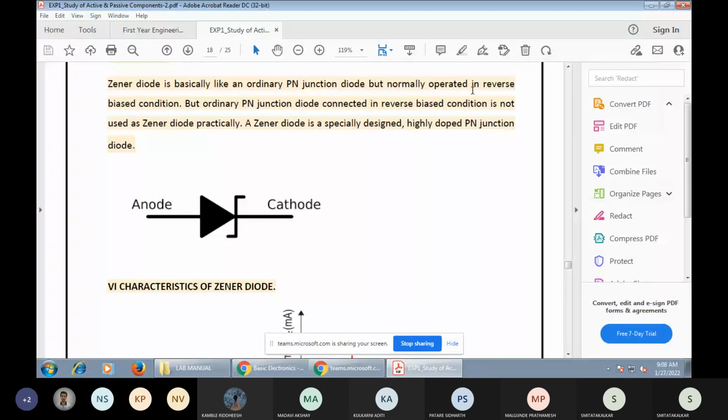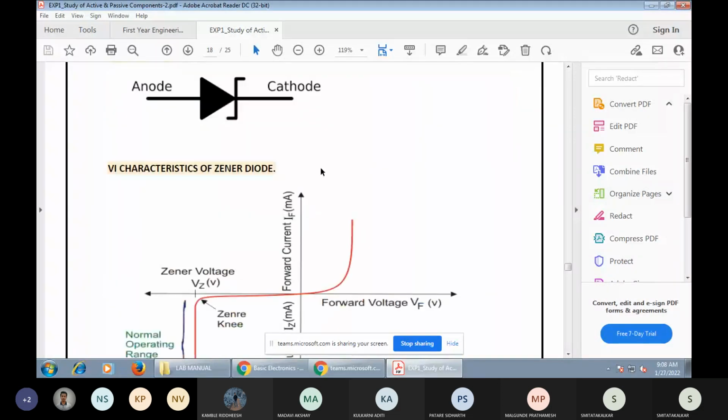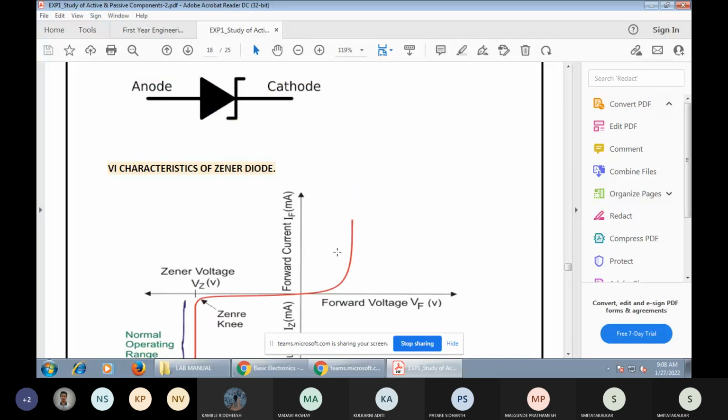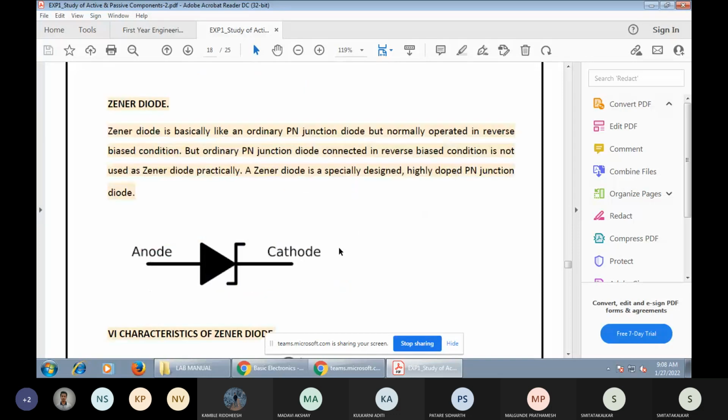You can see here, if the voltage increases in the Zener diode in forward bias, it behaves like an ordinary PN junction diode, but it is normally operated in reverse bias, because of the Zener voltage and Zener current. An ordinary PN junction diode connected in reverse bias is not used as a Zener diode practically.